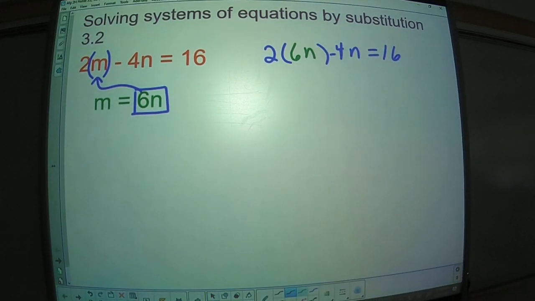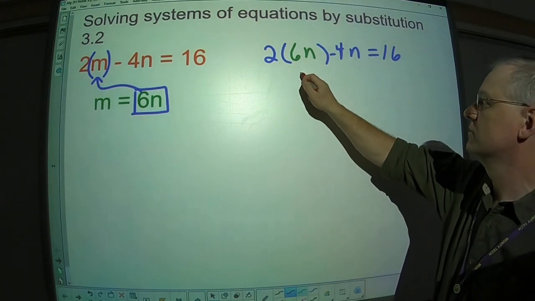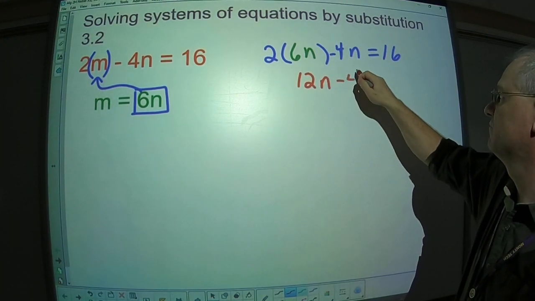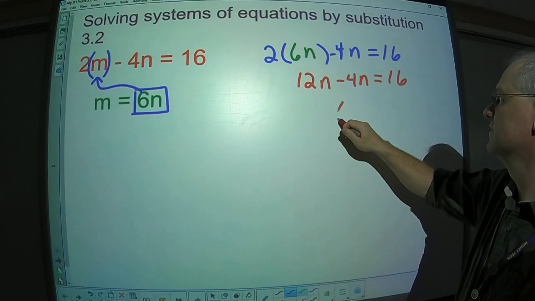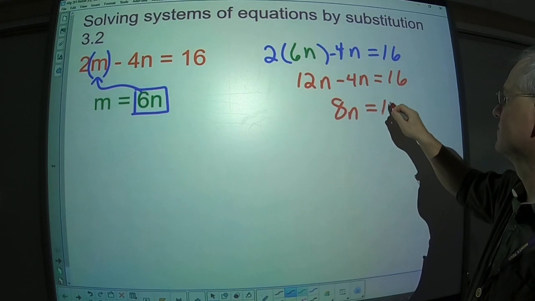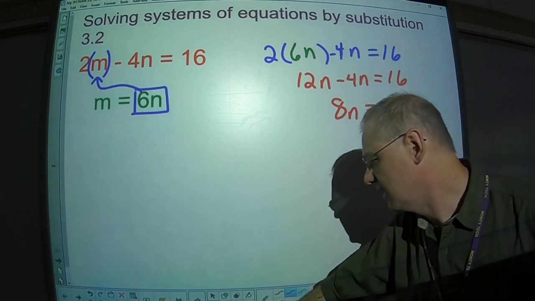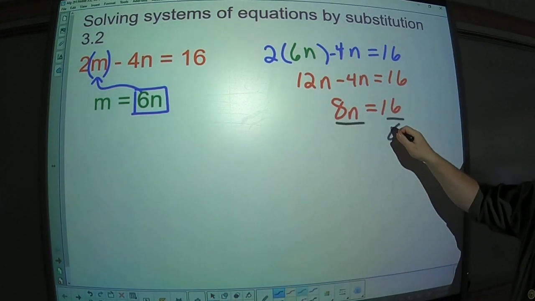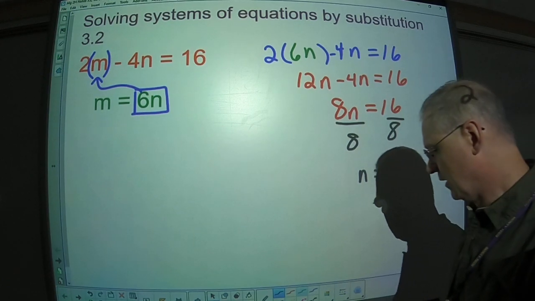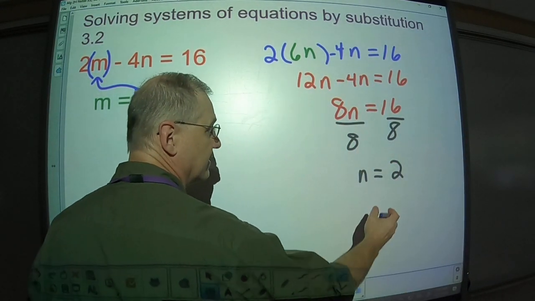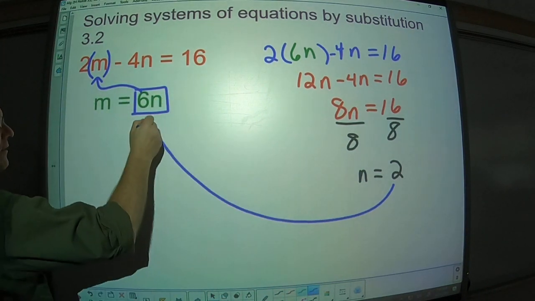So now I'm going to just do some simplification. 12n minus 4n equals 16. 12 minus 4 is 8n equals 16. And then I can just divide both sides by 8. n is 2.